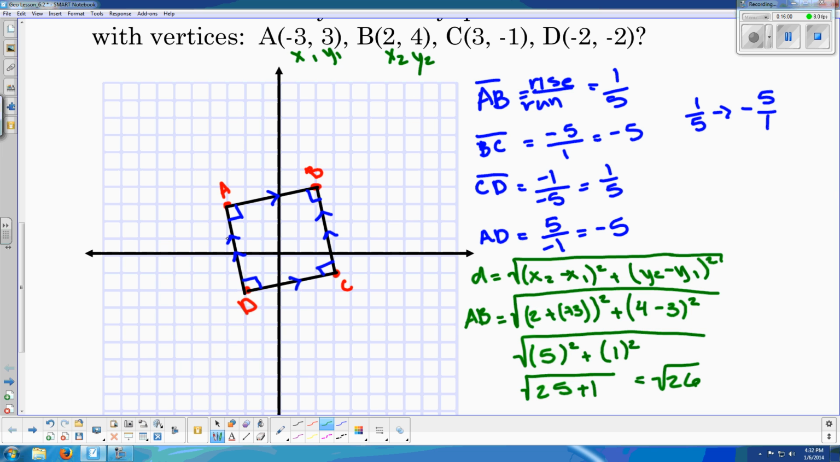So now we need to figure out our distance from B to C. So let's go ahead and erase these and relabel. So now we have x1, y1, and x2, y2. We better write these down here because I'm going to have to scroll up. So we have 2, 4 is our B, and our C is 3, negative 1. And we had x1, y1, and x2, y2. And now we can scroll down.